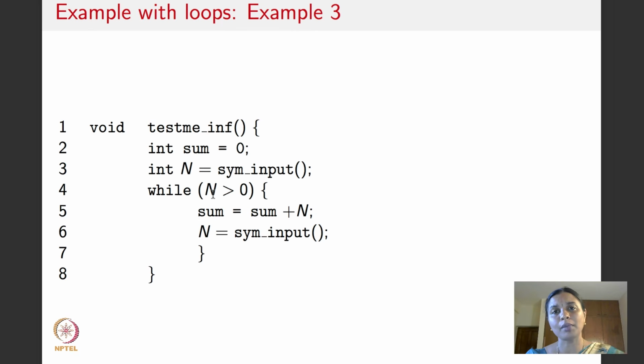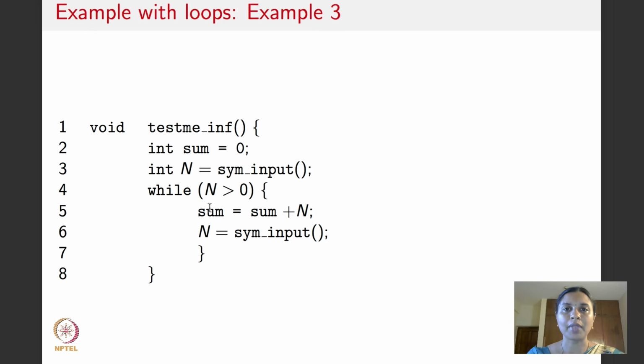This time, this program has a loop, and the idea is to understand how symbolic execution works on programs that have loops. So here is a piece of code. It's named test me infinite, INF, short for infinite. Don't worry too much about the name. Let's understand what the program does. It has an internal variable called sum, which is an integer type, initially assigned to 0. Then it takes another integer variable called capital N. How does it take it? It takes it as input, as symbolic input, which means you take it as a symbolic input and eventually substitute it with a concrete value.